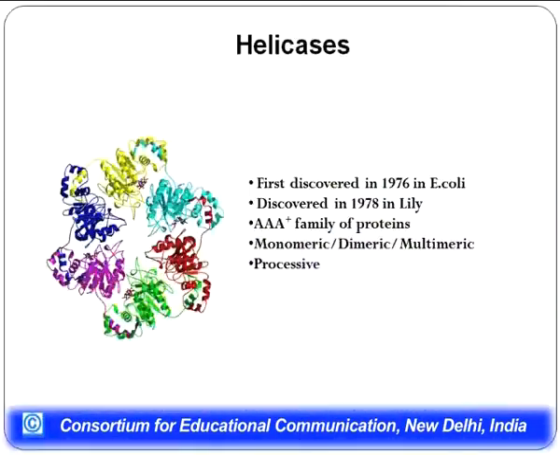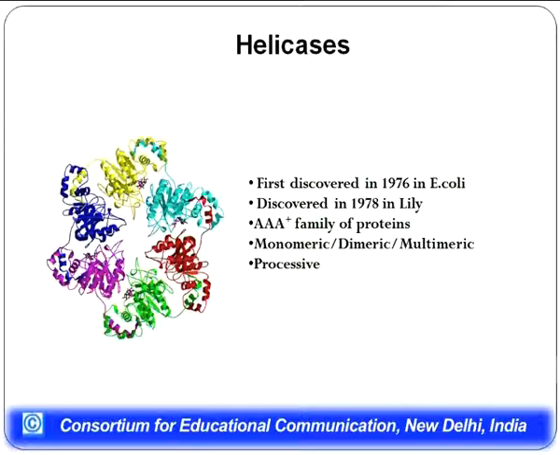Now, I come to the second type of enzyme, which is helicase, and it is also a very important enzyme, because this enzyme is the one which will unwind the double stranded DNA for a primer template junction to form, and subsequent reaction will be carried on after the single stranded regions of DNA have been exposed. Now, the first helicase was discovered in E. coli in 1976 and in lily plant in 1978.